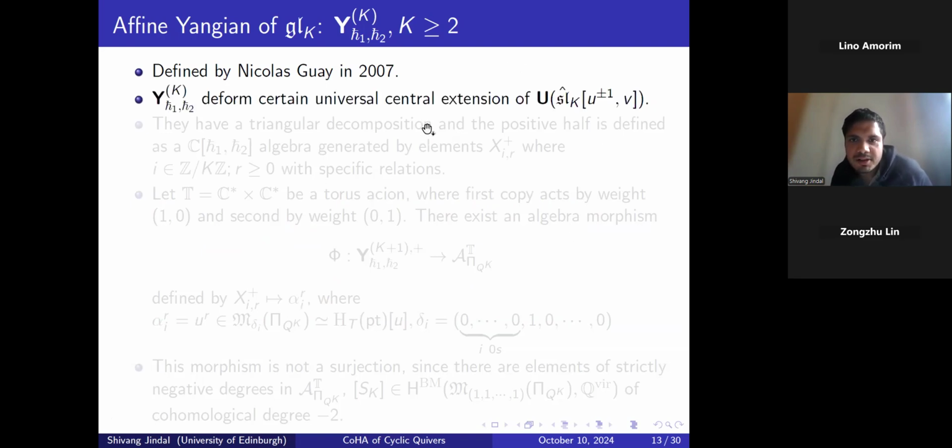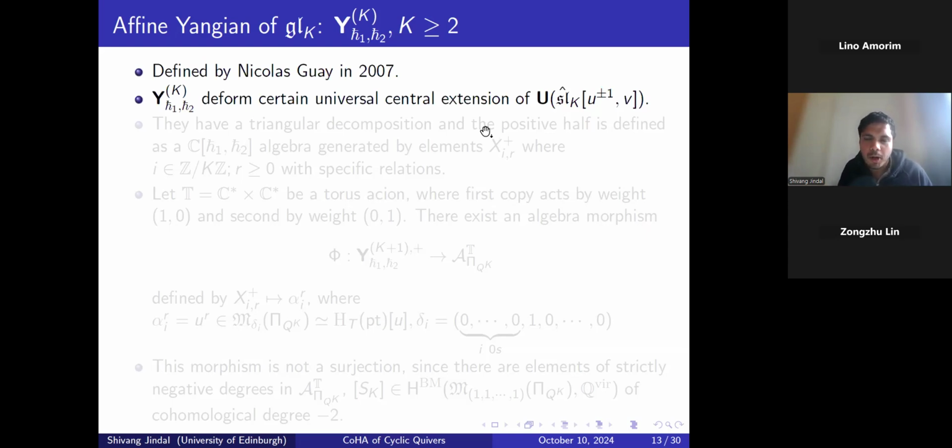They deform a certain central extension of the universal enveloping algebra of this affine Lie algebra. By \hat{sl}_k I mean some central extension. So it's a two-parameter deformation, where you basically have the affine Lie algebra with one more bracket. So it's in some sense a Yangian, like a definition of the Yangian for affine Lie algebras.